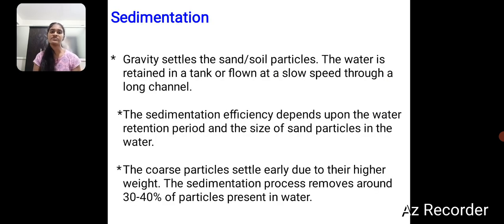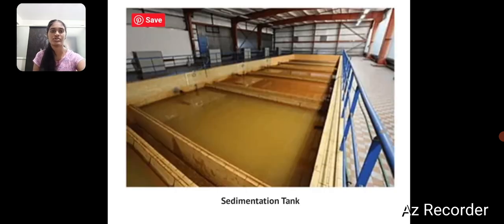And the next one is sedimentation. Gravity settles the solid particles. The water is retained in a tank or flows at a slow speed through a long channel. The sedimentation efficiency depends upon the water retention period and the size of sand particles in the water. The coarse particles settle earlier due to their higher weight, and the sedimentation process removes around 30 to 40% of particles present in water. This is a sedimentation tank.